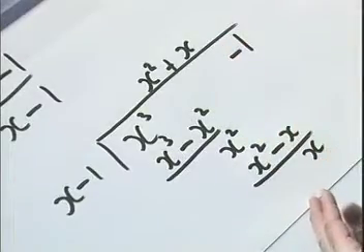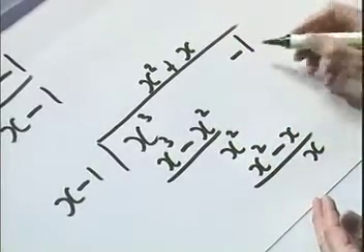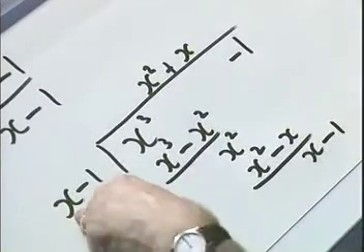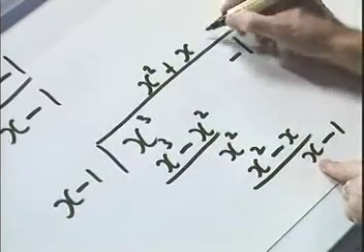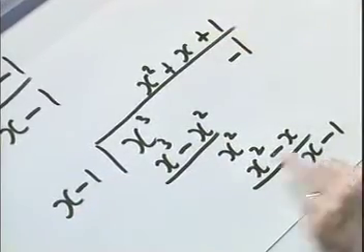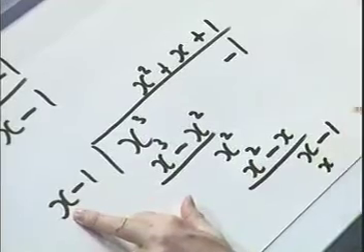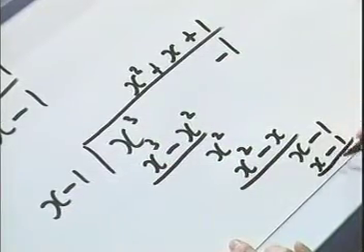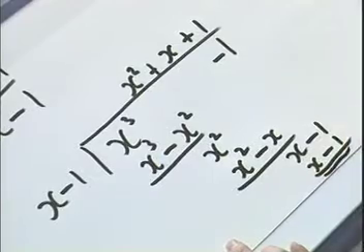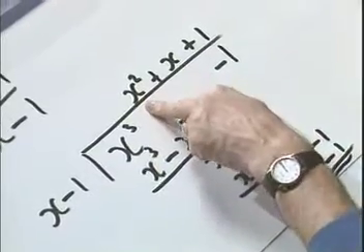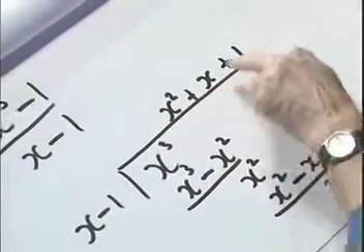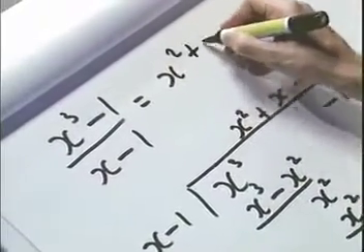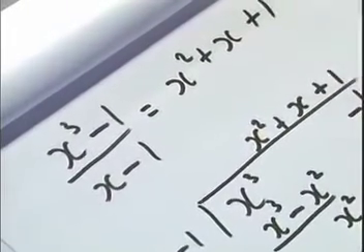Bring down the next term. We have got a term here to bring down. It's minus 1. How many times does x go into x? It goes once. 1 times x is x. 1 times minus 1 is minus 1. Take them away and we've got nothing left there. And so this is my answer, x squared plus x plus 1. And that's exactly the answer that we had before.